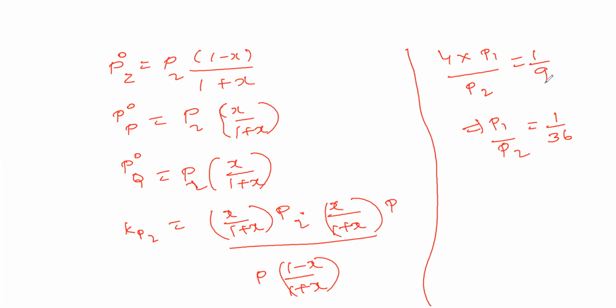4 into P1 by P2 is equal to 1 by 9, because Kp1 by Kp2 is equal to 4 into P1 by P2, that is equal to 1 by 9. So how we got 4? I hope you understood. If you simplify Kp1 and Kp2, you'll get the answer 1 by 9. Once you get this relation, you can get the answer. Next, question number 7, model number 7 now.